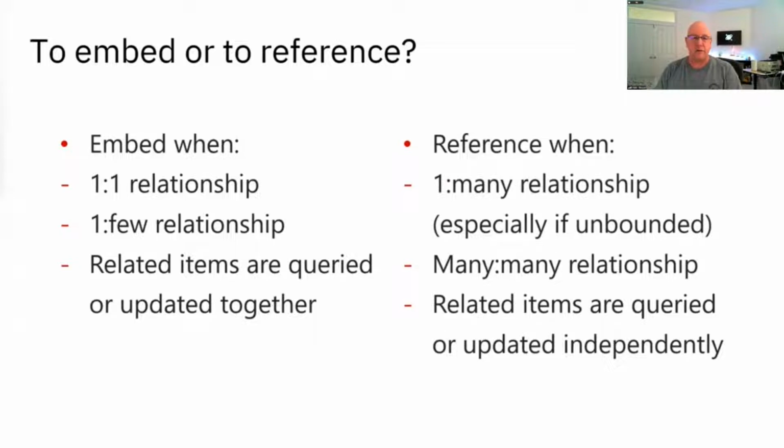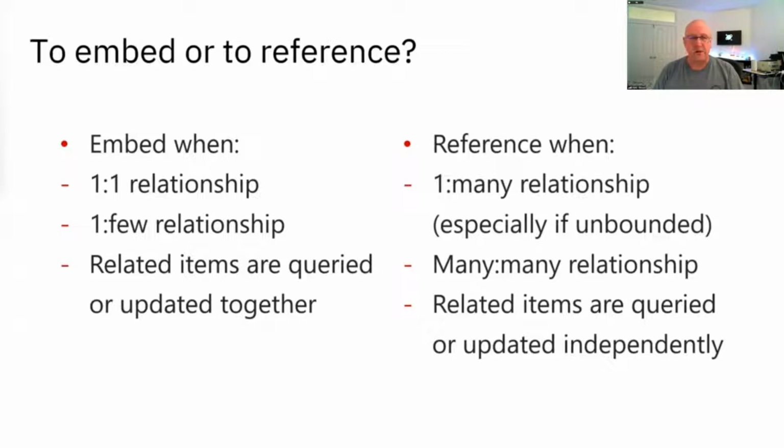Now, you want to reference your data when it's a one-to-many relationship. And here I mean strictly one-to-many, especially if it's unbounded or extremely large. A good example here would be, say, a blogging platform. I would model my data such that I would have one document for my post that would be within my container. And then for each comment that's in there, I could, if I wanted to, embed that inside a comments array inside that post document.